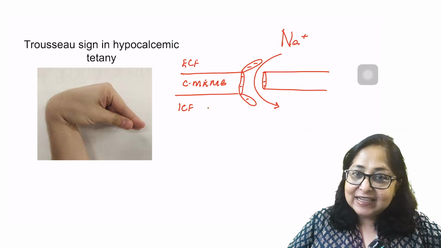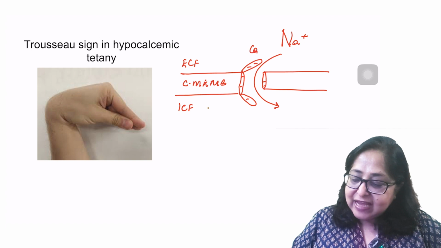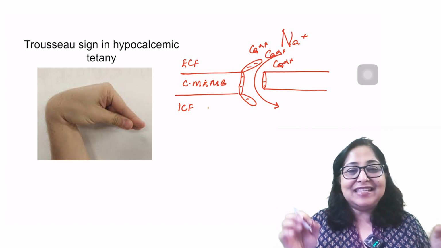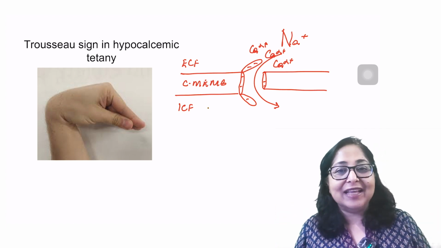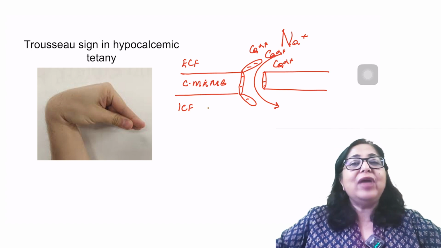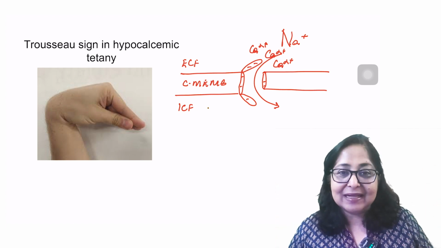Now, there is another cation in the ECF, which is calcium. So, calcium stands around the mouth of this channel like the chowkidar. C for calcium, C for chowkidar. And what is the role of a chowkidar outside a building? It regulates the entry into that building. That's exactly what calcium does.